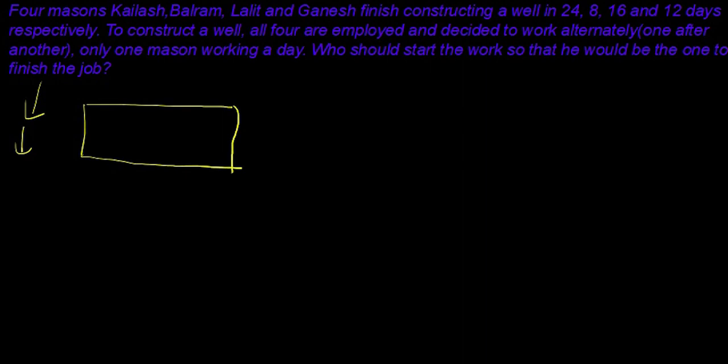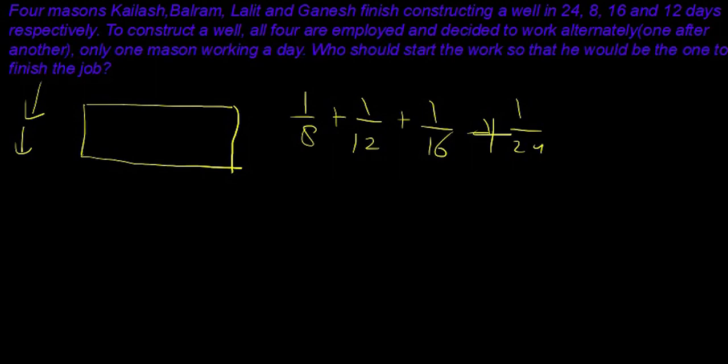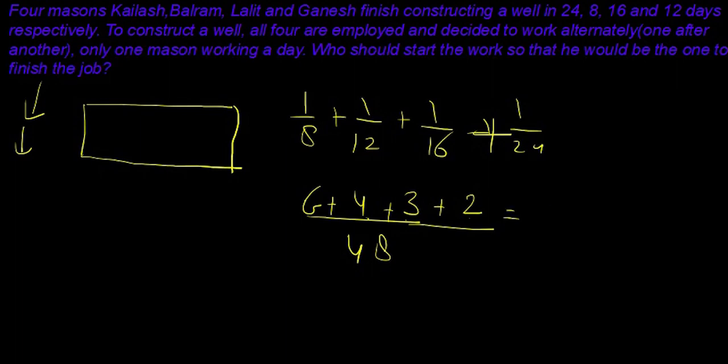So let's start. 1/8 plus 1/12 plus 1/16 plus 1/24. Let's take the LCM of these numbers. I think the LCM is 48. 8 sixes are 48, 12 fours are 48, 16 threes are 48, and 24 twos are 48. So 6 plus 4 is 10, 10 plus 3 is 13, plus 2 is 15. So 15 by 48 work should be completed in 4 days.